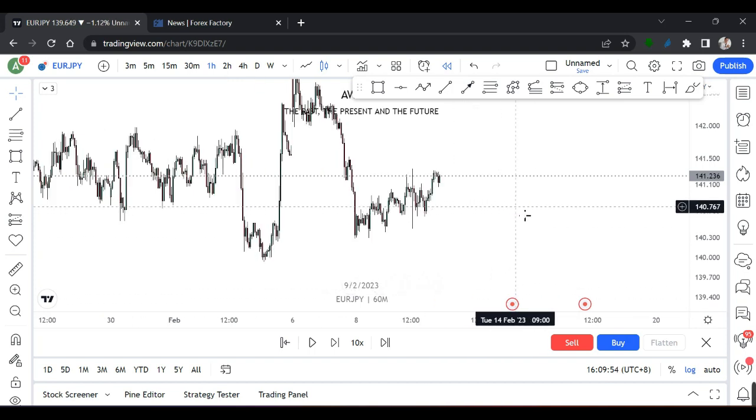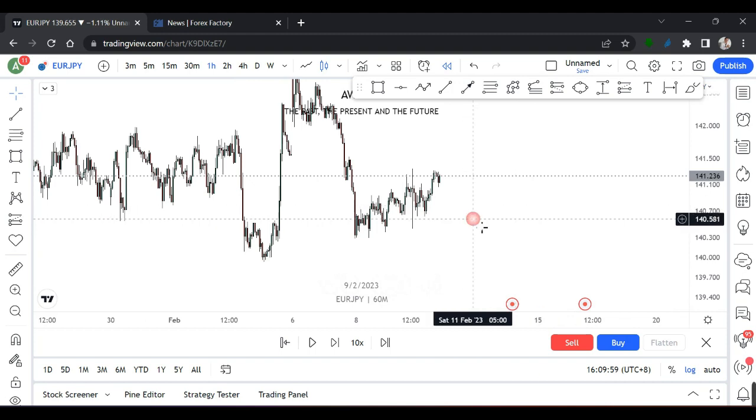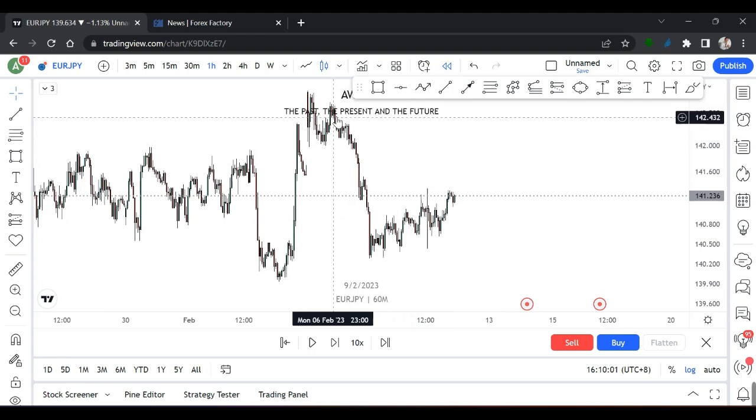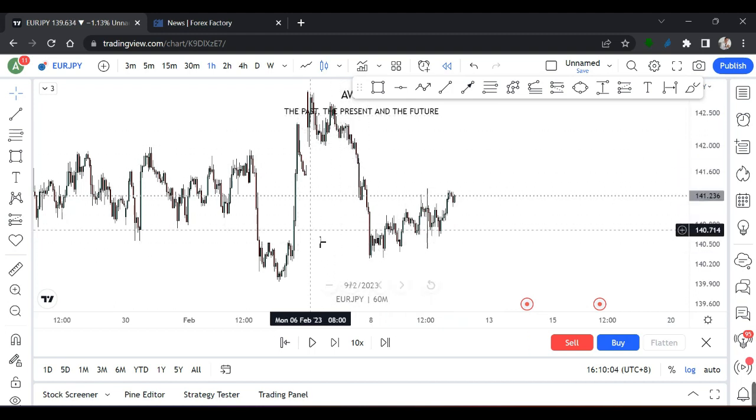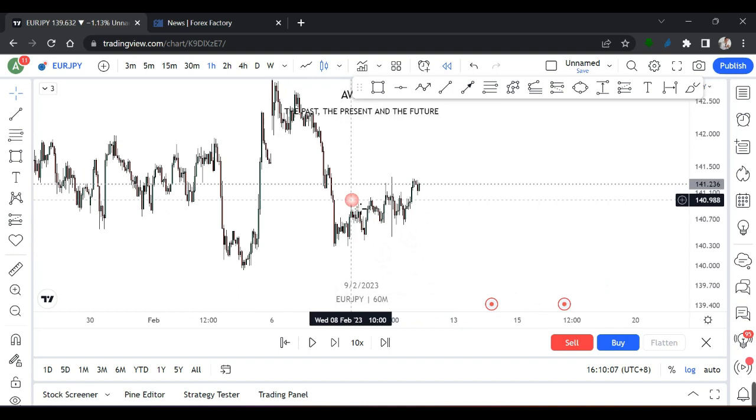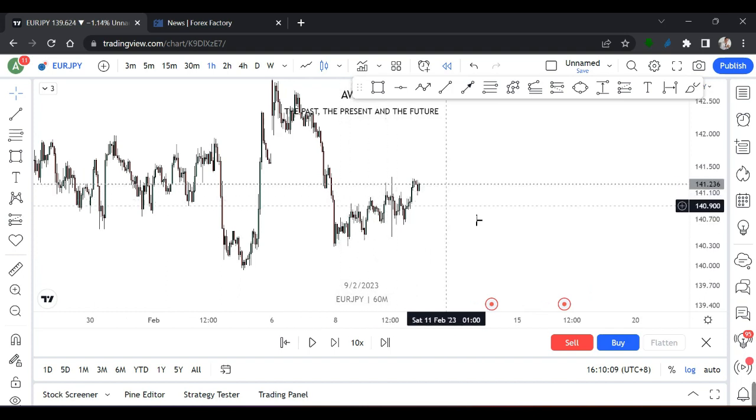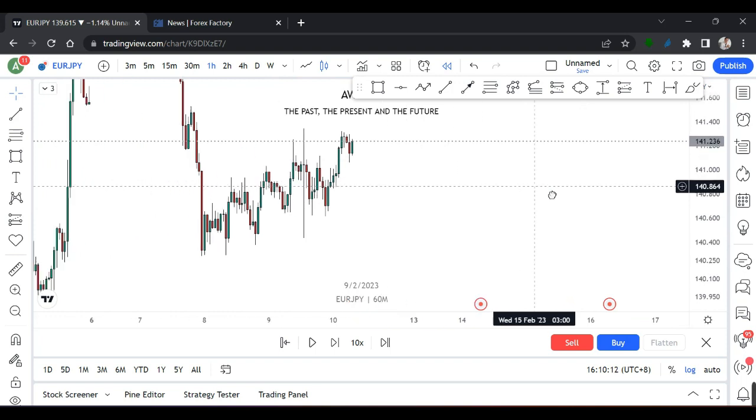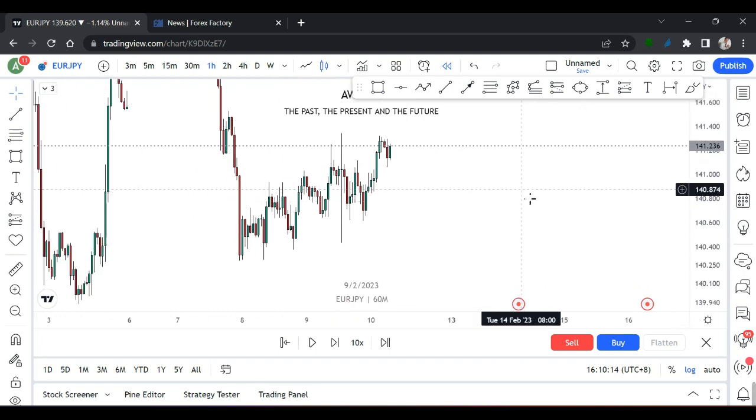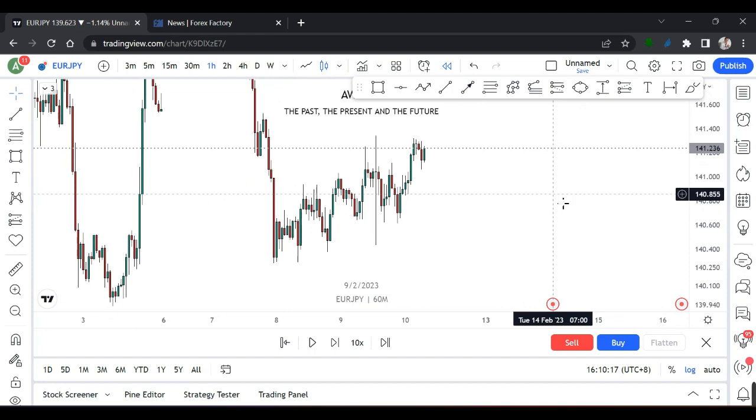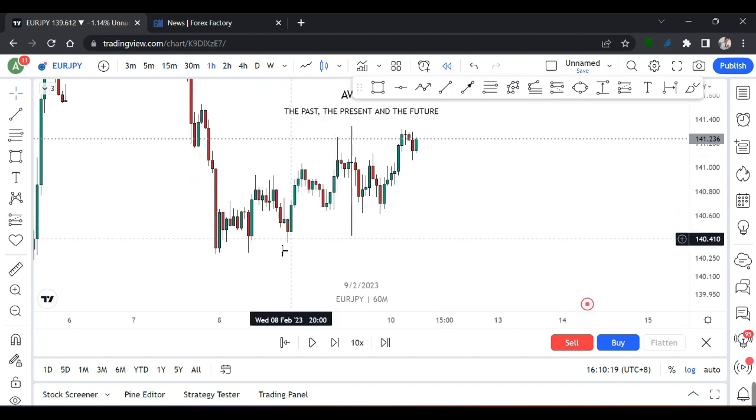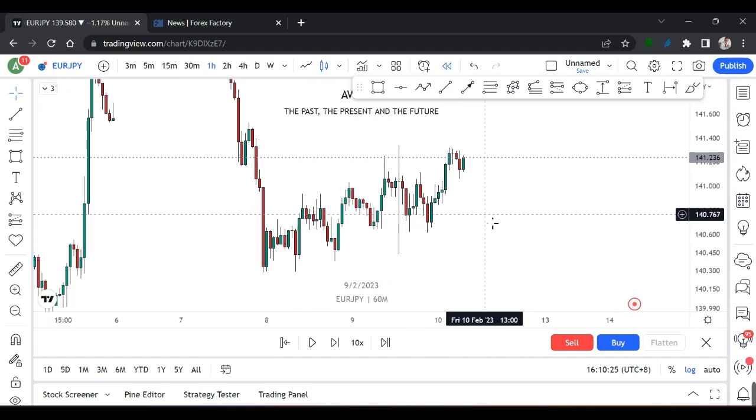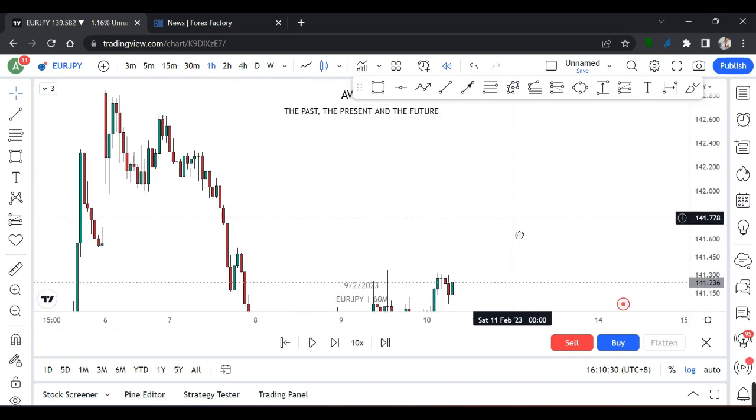So the example I have with me is Euro JPY on the 1 hour chart. If you notice, the price rose a lot and then dropped a lot, and then it started climbing back up. If you have been watching my videos so far, you will notice that this movement is one of my favorite movements. I call it the CP, compression. Compression is actually very simple.